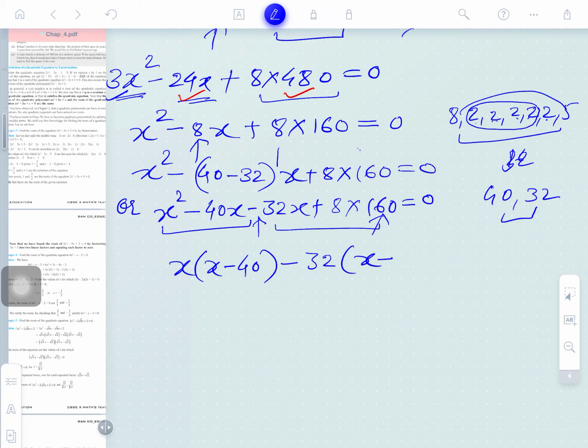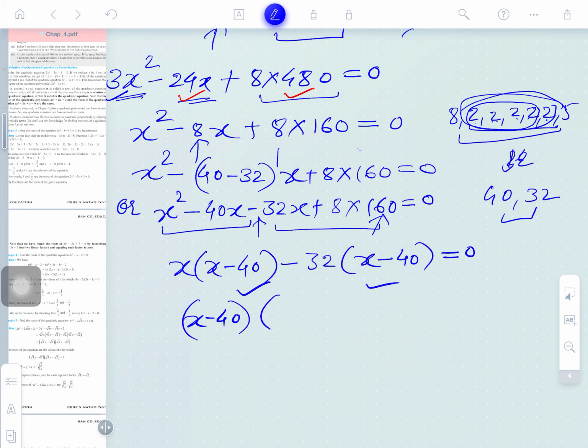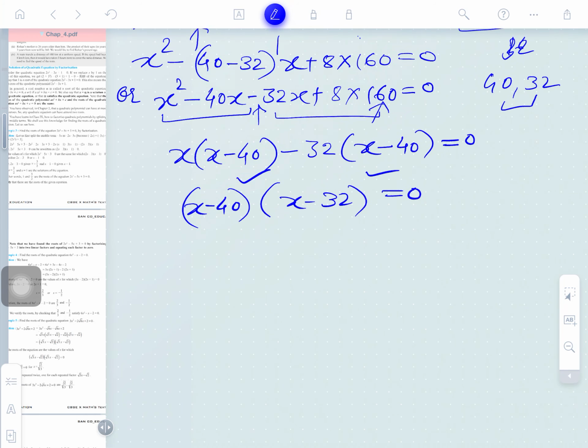160 is made up of 5 2s, so 32 is common, and what is left is 5 only. 5 8s are 40, so 40 will come here also. Clear? Equal to 0. So what is common throughout? It's x minus 40, and what is left is x minus 32, equal to 0.